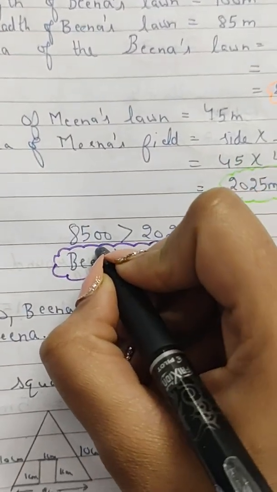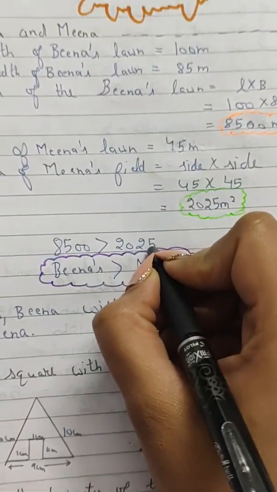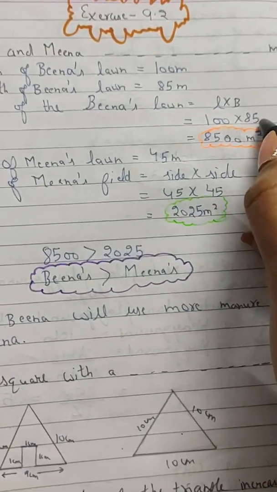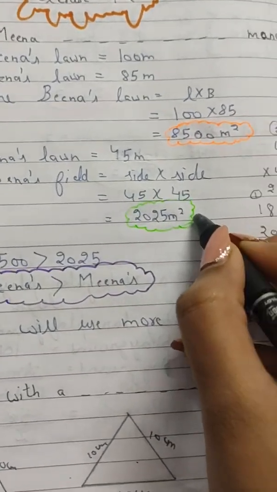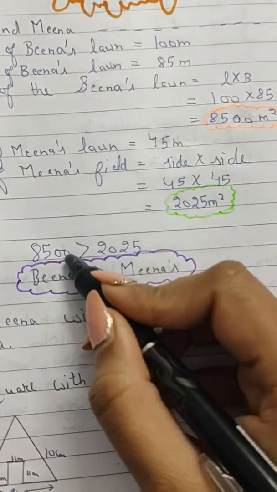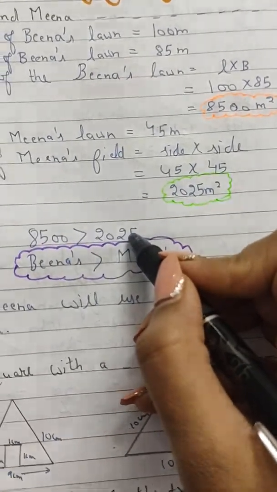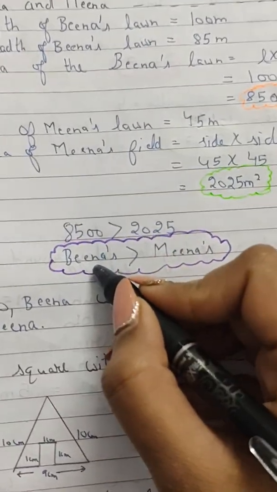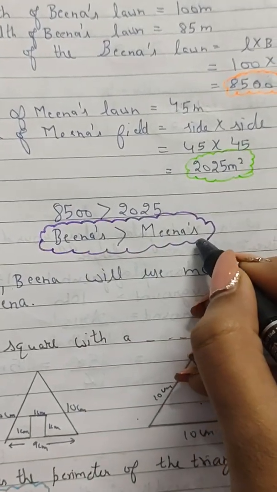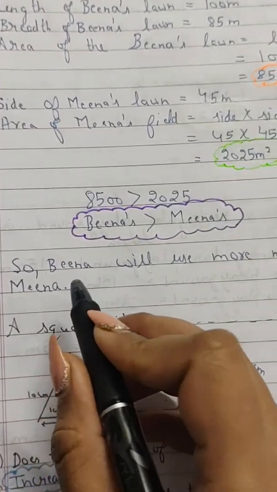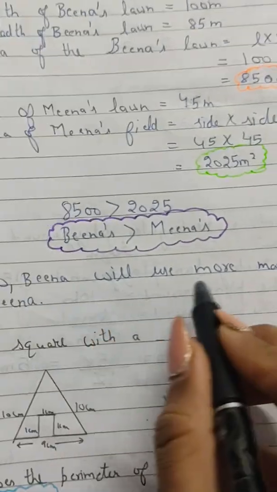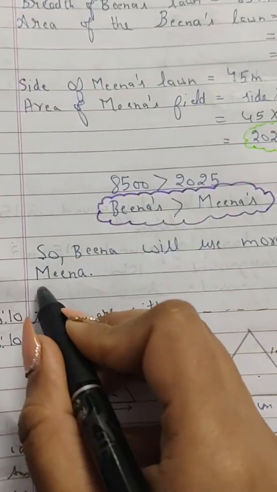So here, 8500 and 2025, we have got two areas: the area of the rectangular lawn and the area of the square lawn. As you can see, 8500 is more than 2025. So it means that Bina's lawn area is more than Meena's lawn area, so Bina will be using more manure as compared to Meena. Okay, then we have question number 10.